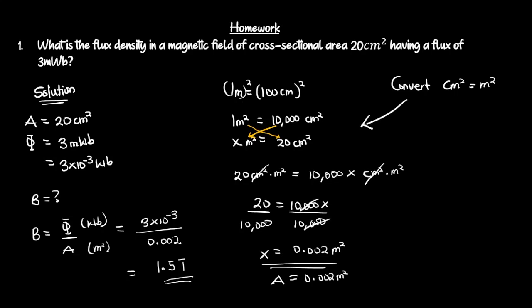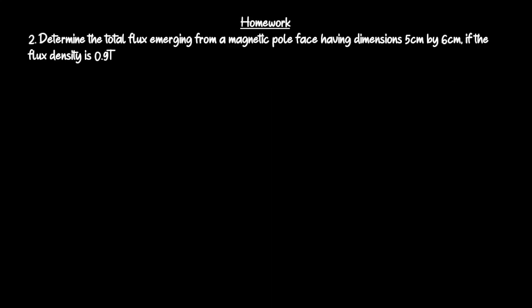All right, let's have a look at the next problem. So we are to determine the total flux emerging from a magnetic pole face having dimensions 5 centimeters by 6 centimeters if the flux density is 0.9 Tesla.